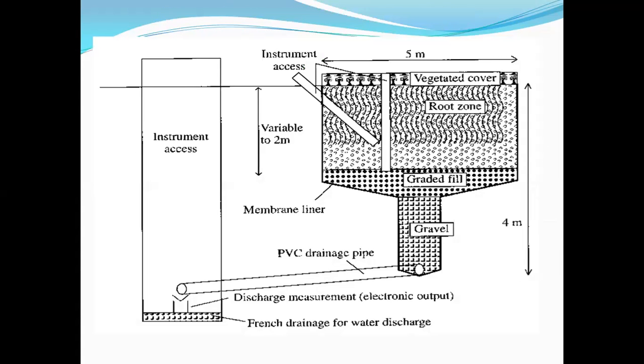So this is the figure of the tank and lysimeter method, right? In this figure, the tank is 5 meters wide and 4 meters deep. At the end, it is connected by a PVC drainage pipe, which goes directly to the instrument access and drainage discharge measurements, also known as electronic output, and at the base, French drains for water discharge are provided, right? So this is what the tank and lysimeter method figure includes, right?